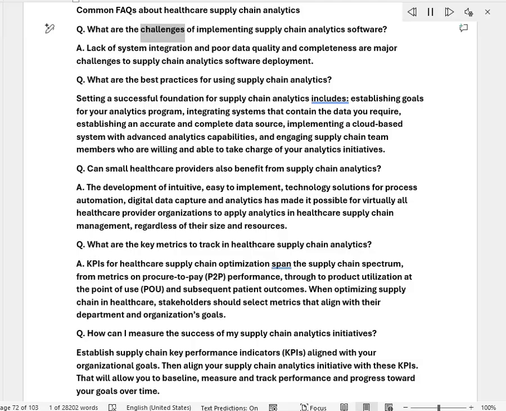Common FAQs about healthcare supply chain analytics. Q. What are the challenges of implementing supply chain analytics software? A lack of system integration and poor data quality and completeness are major challenges to supply chain analytics software deployment.